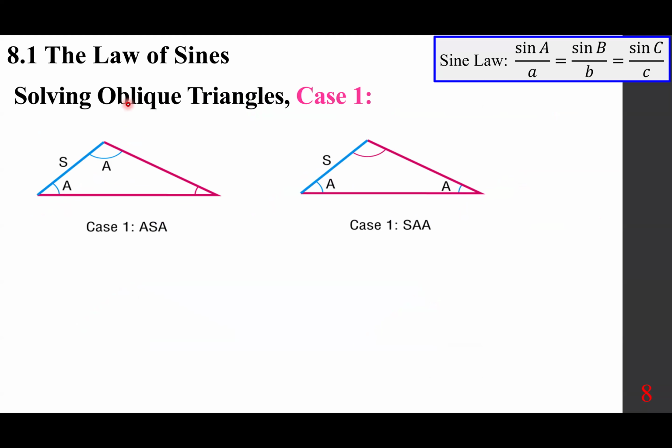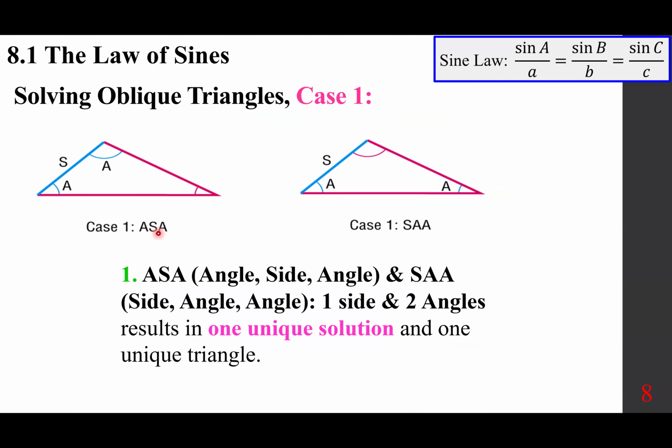Solving the oblique triangle, case one, where we have two angles and one side. ASA, angle, side, angle, and SAA, side, angle, angle. One side and two angles in both cases results in one unique solution and one unique triangle, basically one answer.